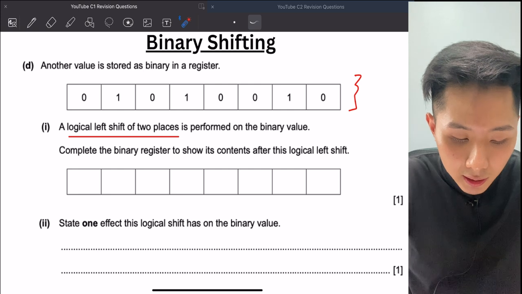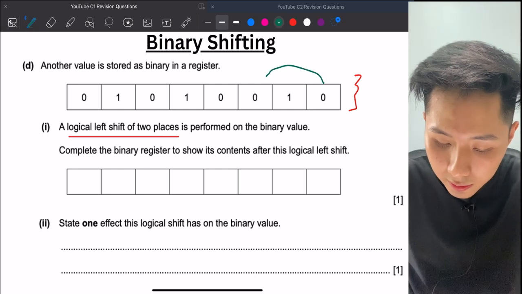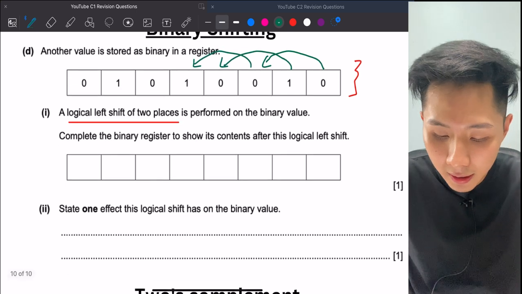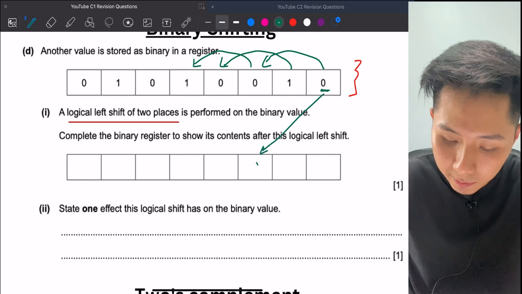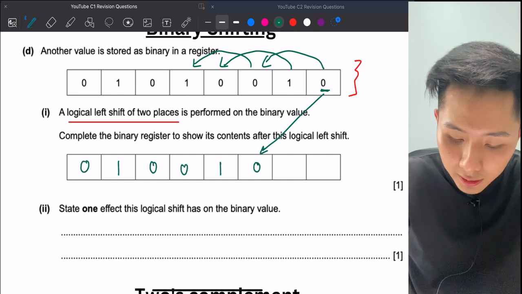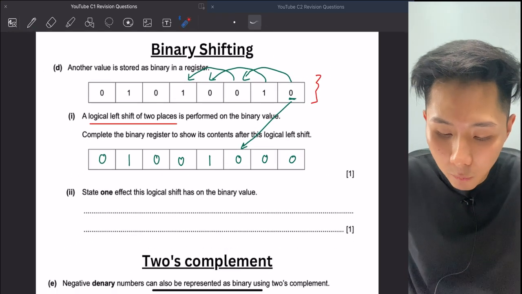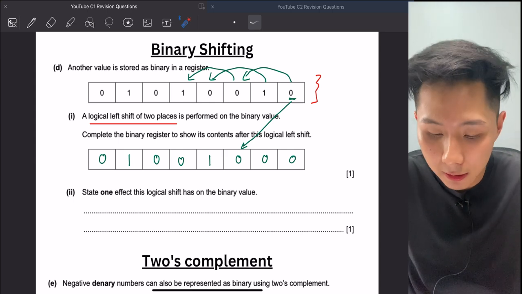meaning this bit here shall be moved to here, this one here, and this one here, so on and so forth. So I'm going to move my zero here to this place. I'm going to have 0, 1, 0, 0, 1, 0, followed by the 0 here. And when binary values are shifted to the left, they are basically multiplied, right?